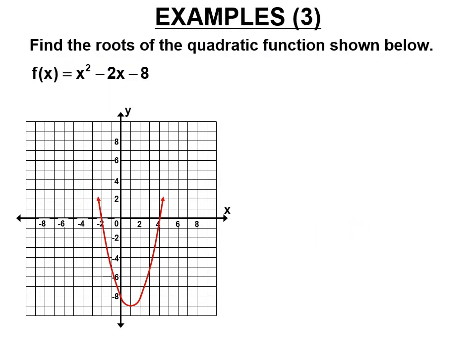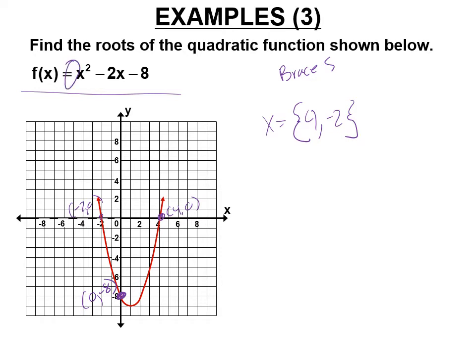So we're going to find the roots of this one. The roots, in set notation. These are called braces, by the way. They're at 4, 0 and -2, 0. So the roots are 4 and -2. And notice, by the way, this is the quadratic function f of x equals x squared minus 2x minus 8, and you can see the y-intercept of 0, -8 there. Because this is a positive, the U is facing up. We call this a facing up U.